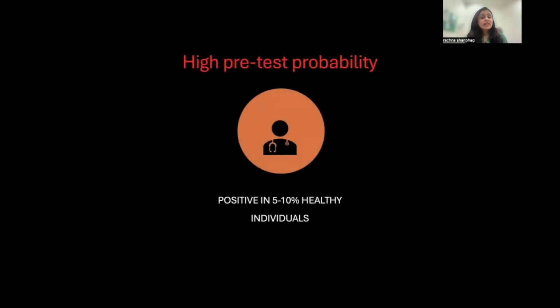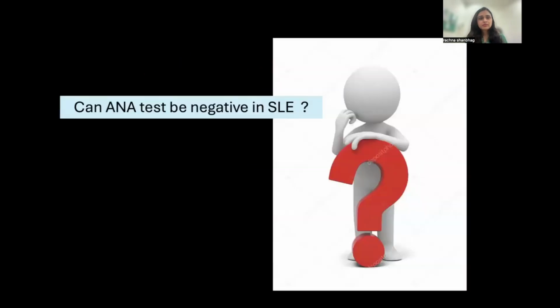Now, why is that? That is because, as we know, ANA can be positive even in 5 to 10% of healthy individuals. Therefore, one must have a high pre-test probability. That is, an ANA test must only be ordered when there are symptoms specific for autoimmune diseases. So, coming to the next question, can an ANA test be negative in SLE?